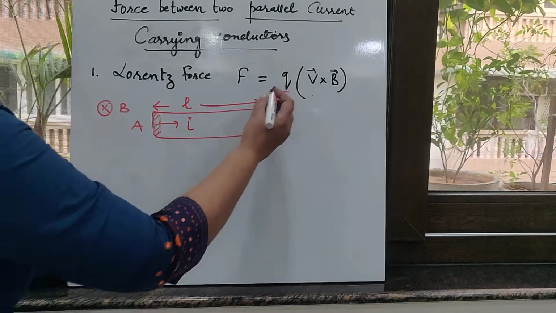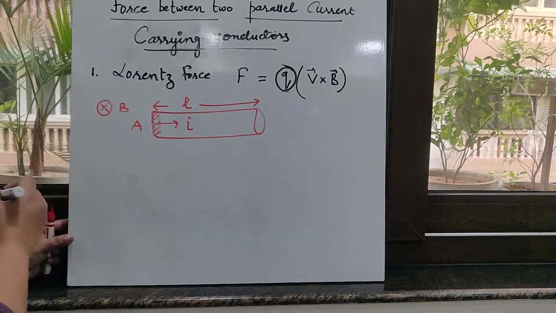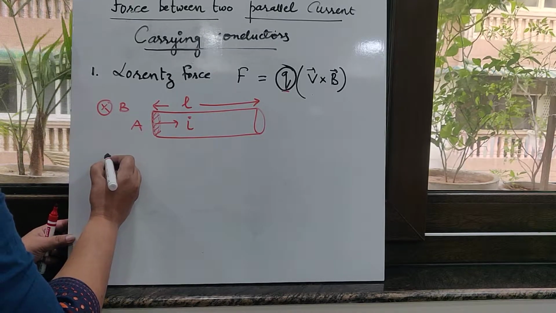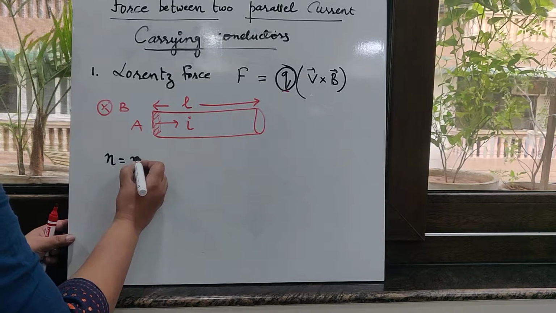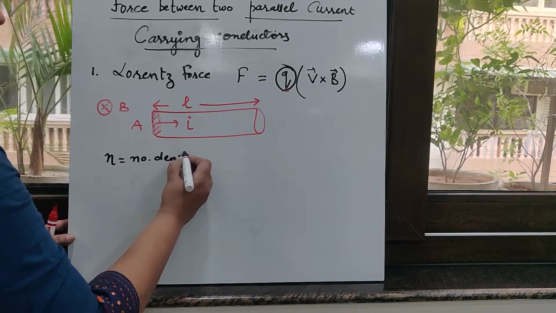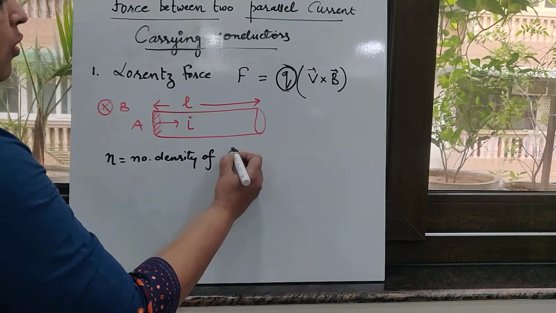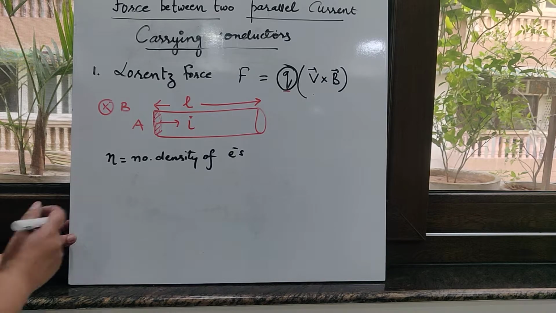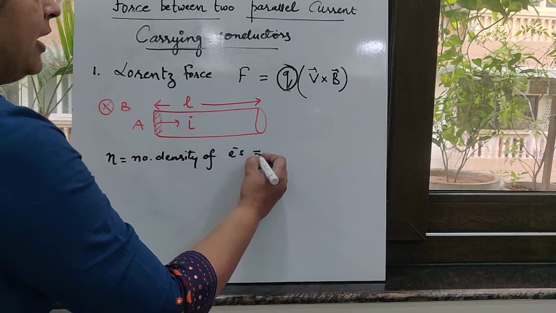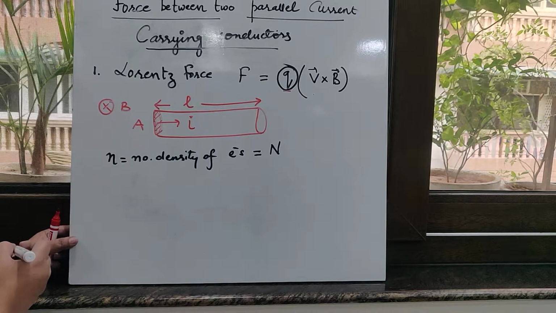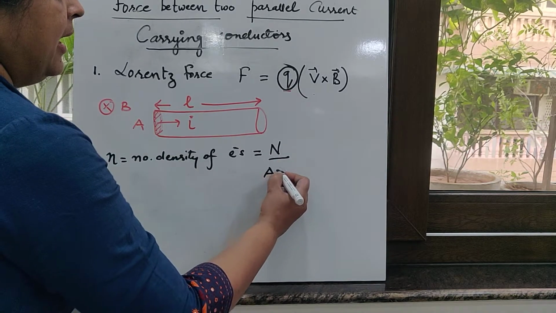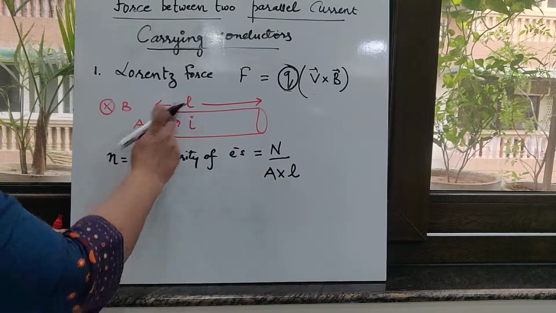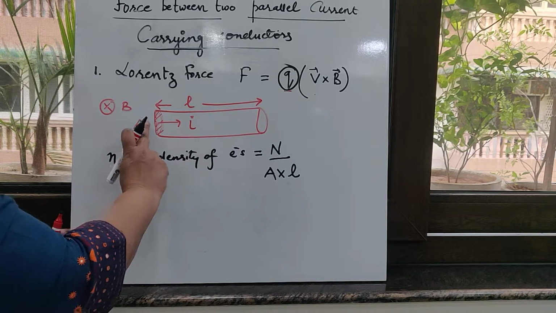What we will do is we'll first try and find out what is the value of Q for this current carrying conductor, and for this let us assume that n is the number density of the electrons that are producing the current I in the conductor. So if n is the number density of electrons, this can be written as total number N divided by area of cross section A into L. So total number divided by volume of the conductor will give the number density of the electrons producing the current I.